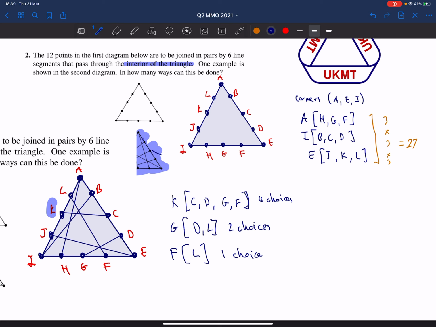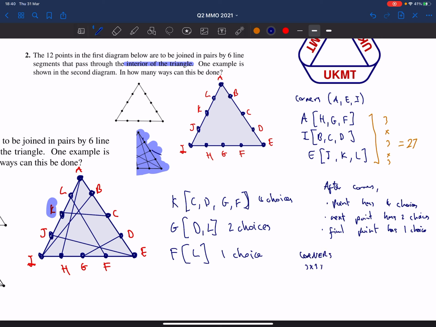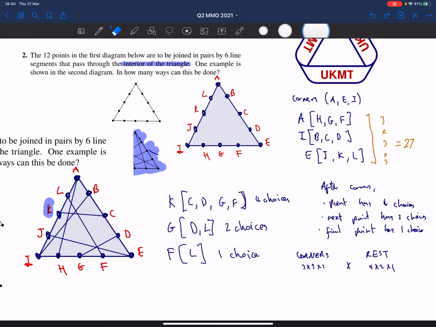So after the corners, the first point has 4 choices. The next point has 2 choices. And then the final point has one choice. So we do the corners, which is 3 times 3 times 3, and then the rest, which is 4 times 2 times 1, and we just multiply them together to get the total number of combinations. That's 3 times 3 times 3, which is 27, times 4 times 2 times 1, which is 8, and that gives us a grand total of 216, which is our final answer.